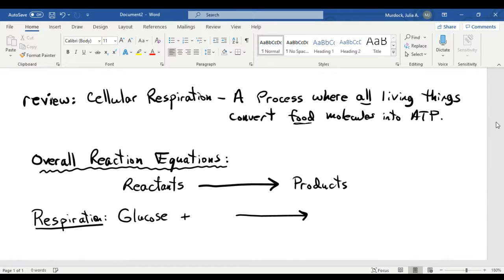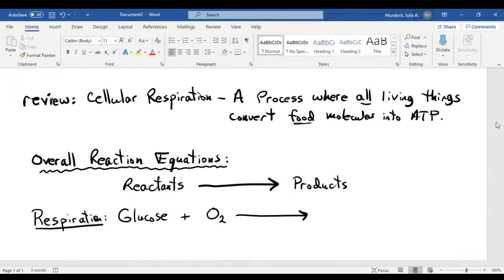And in aerobic respiration, what else is over here? In aerobic respiration, glucose is broken down in the presence of what? Oxygen. Oxygen, beautiful. All right, good. So there's your reactants for respiration. What do they get broken down into over here? What are the waste products?